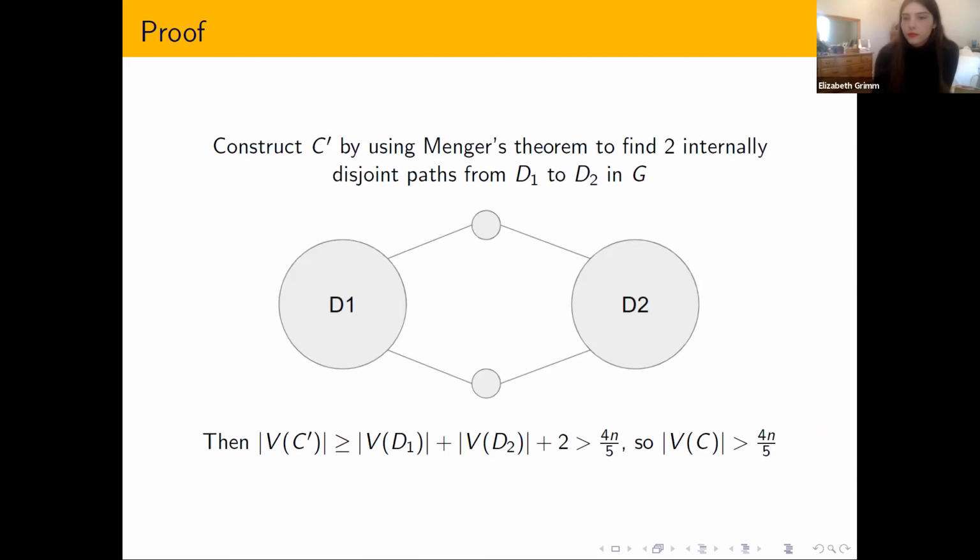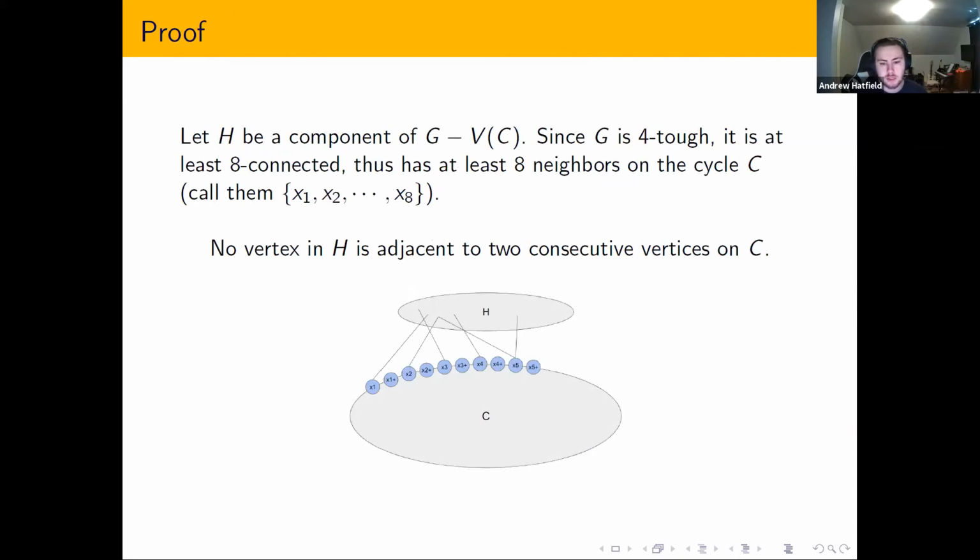So for the rest of the proof, we'll focus on inserting these vertices that are outside of the cycle into the cycle. If we consider some component H outside of the cycle, by the 4-connected or 4-toughness of G, we know it has at least 8 neighbors on the cycle, and we'll call those x1 up to x8. The first thing we want to note is that no vertex in H is adjacent to 2 consecutive vertices on C, as you could easily enlarge the cycle by traveling up into that component H and then back along the cycle, contradicting, of course, the fact that C is the longest cycle.